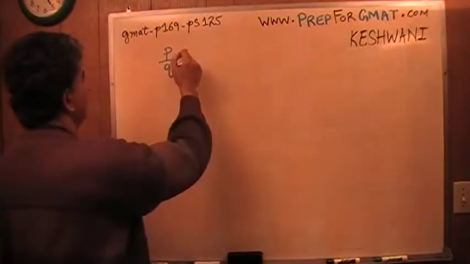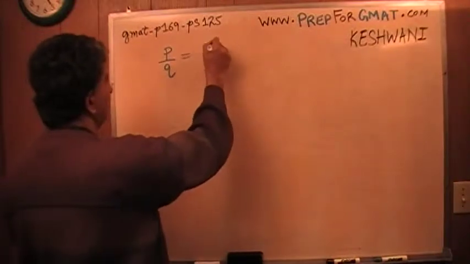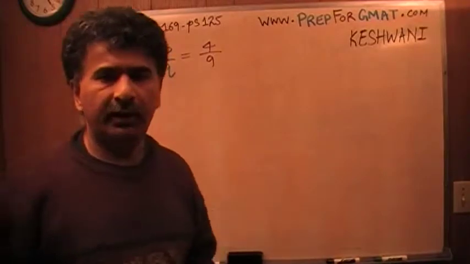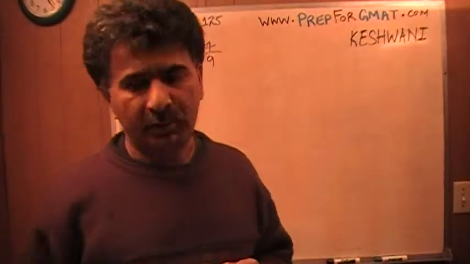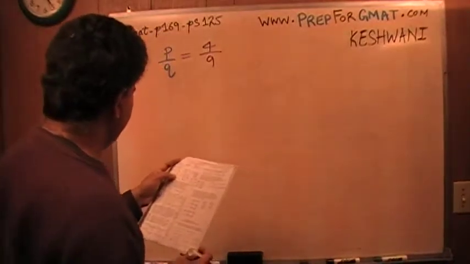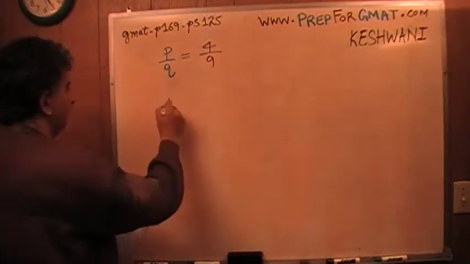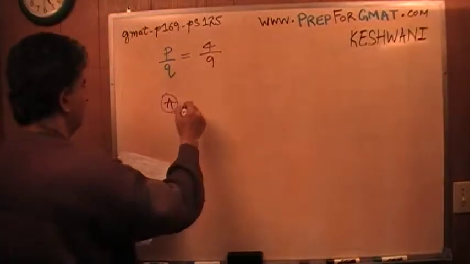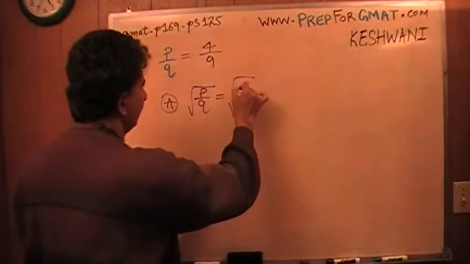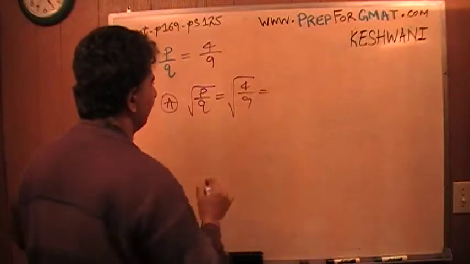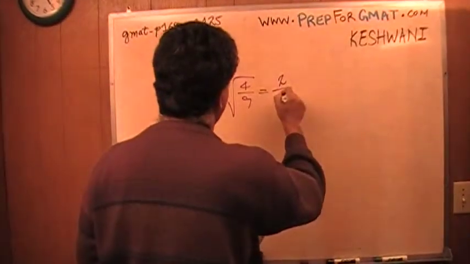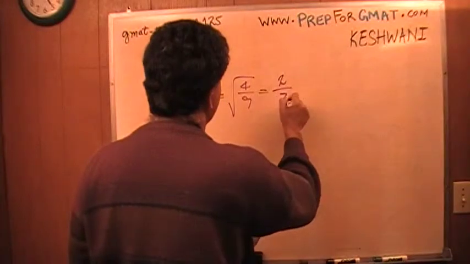Let's make P equal to 4 and Q equal to 9. Why 4 and 9? Because I can very easily take the square root of them, because that's the very first one they ask you in A. So let's look at the answer choices. A says the square root of P over Q. So now when I take the square root of 4 over 9, it's very easy. The square root of 4 is 2 and square root of 9 is 3.